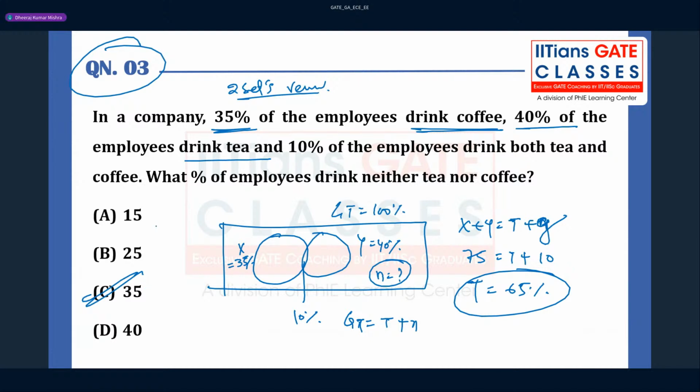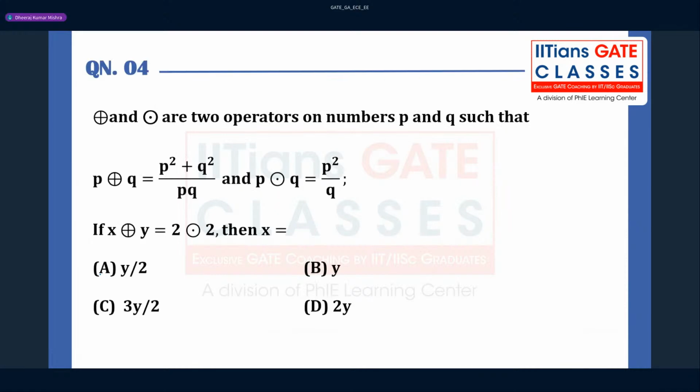Yes, Ravi Teja. Very good. You have done it in 40 seconds, 50 seconds. Very good, right? That's what I want. Chalo, next question. Question number 4.